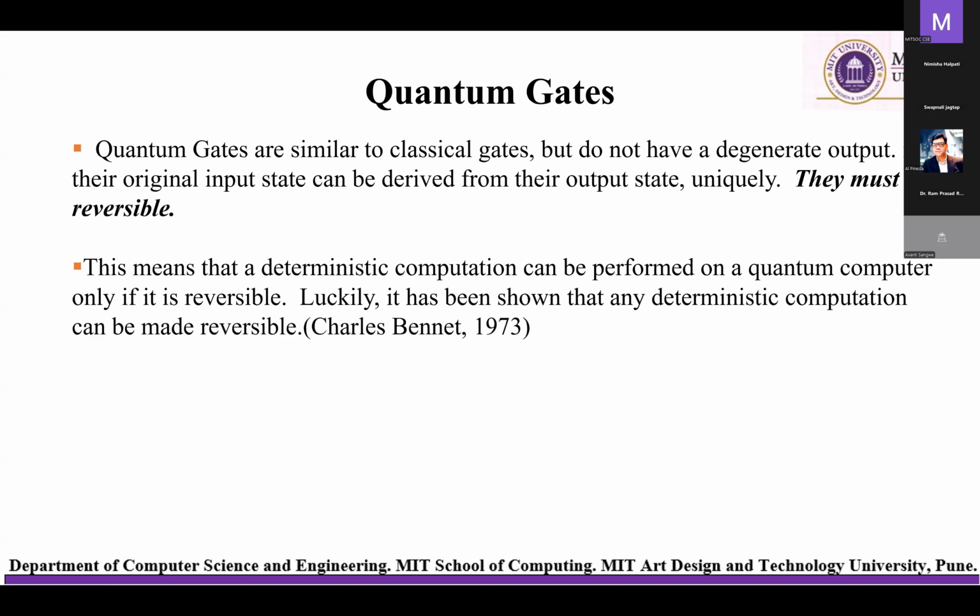According to Charles Bennett's work in 1973, it has been shown that any deterministic computation can be made reversible, which is crucial for the functionality of quantum systems. This contrasts with classical gates where information loss can occur, making reversibility impossible in some cases.